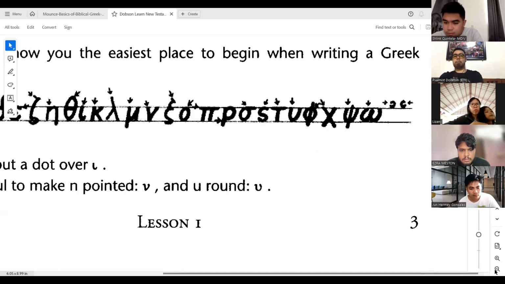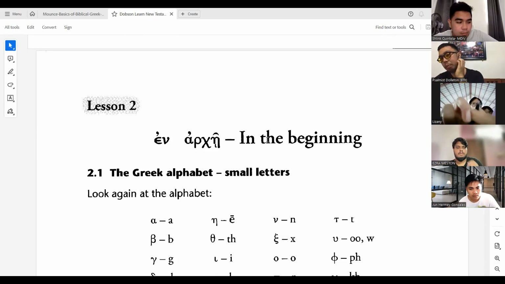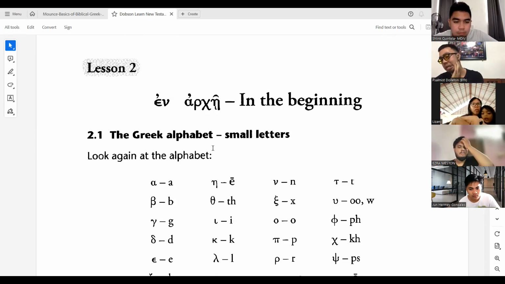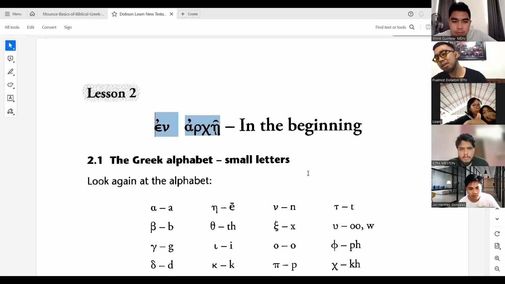Okay, we have the advantage of reading two books, Mounce and John Dobson. What else can we see here? This is lesson 2, but we will try this one, and then maybe we will end the class. I know you will be happy with that. We will end the class soon.